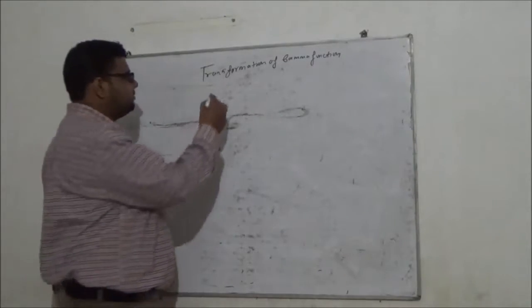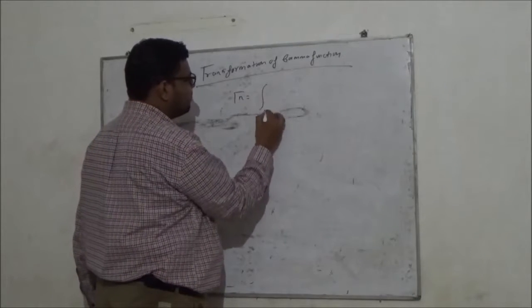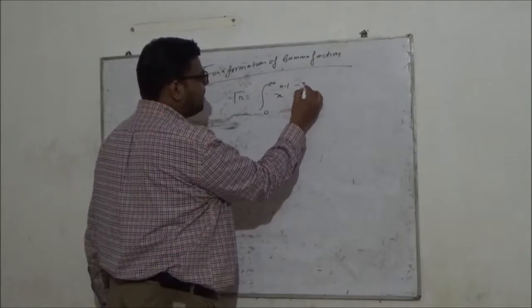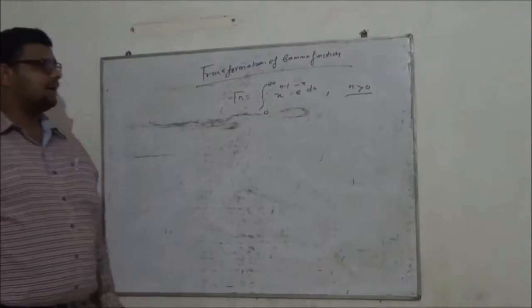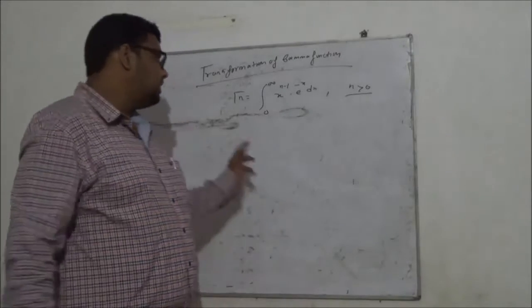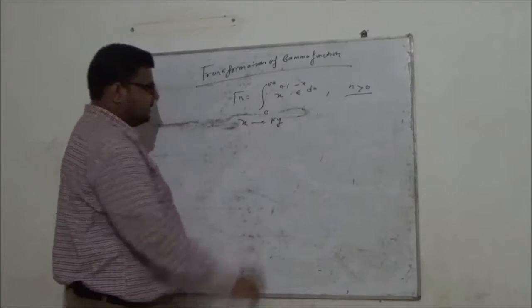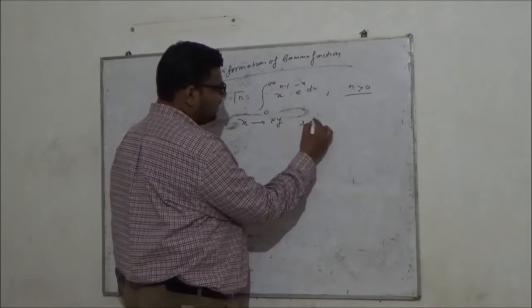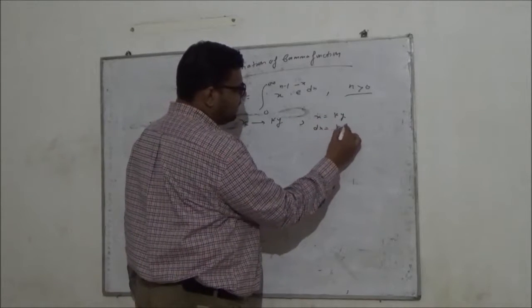Let's suppose we have the gamma function, gamma n is equal to integration from 0 to infinity x power n minus 1 dot e power minus x dx, for real number n greater than 0. This is the gamma function we already know. So here we do the transformation x replaced by ky. This is the first transformation we do. We are replacing x by ky, then x is equal to ky, so dx will become k dy.